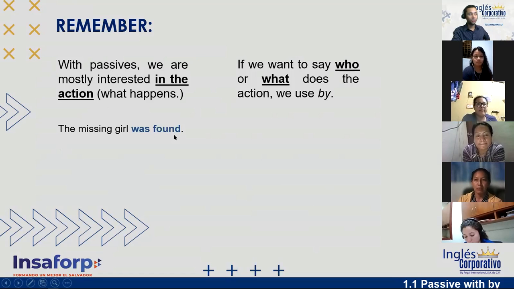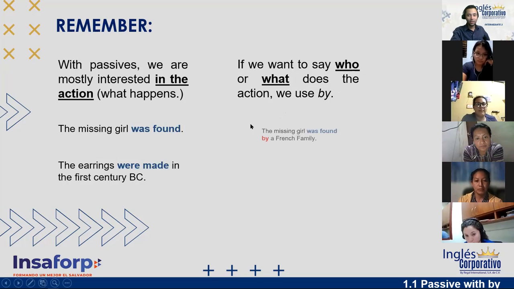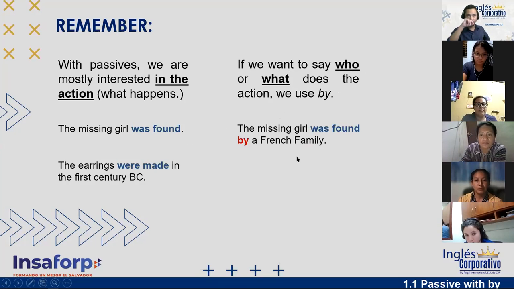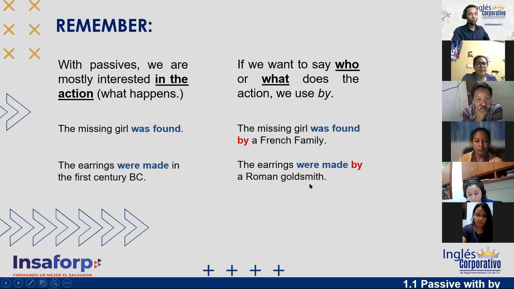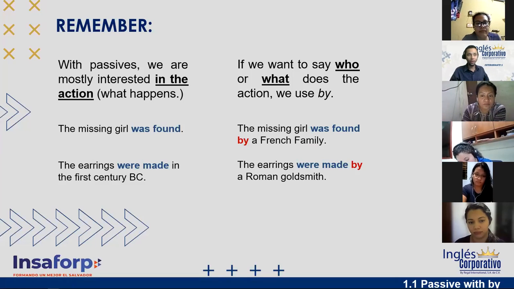The missing girl was found. Now, if you want to say who or what does the action, you need to use by. Si usted quiere decir quién hizo la acción, entonces hay que utilizar by. The missing girl was found by a French family. Again, the earrings were made in the first century BC, that's before Christ. The earrings were made by a Roman goldsmith. You use by when you want to indicate the agent and you consider the agent important. You want to say who or what does the action.